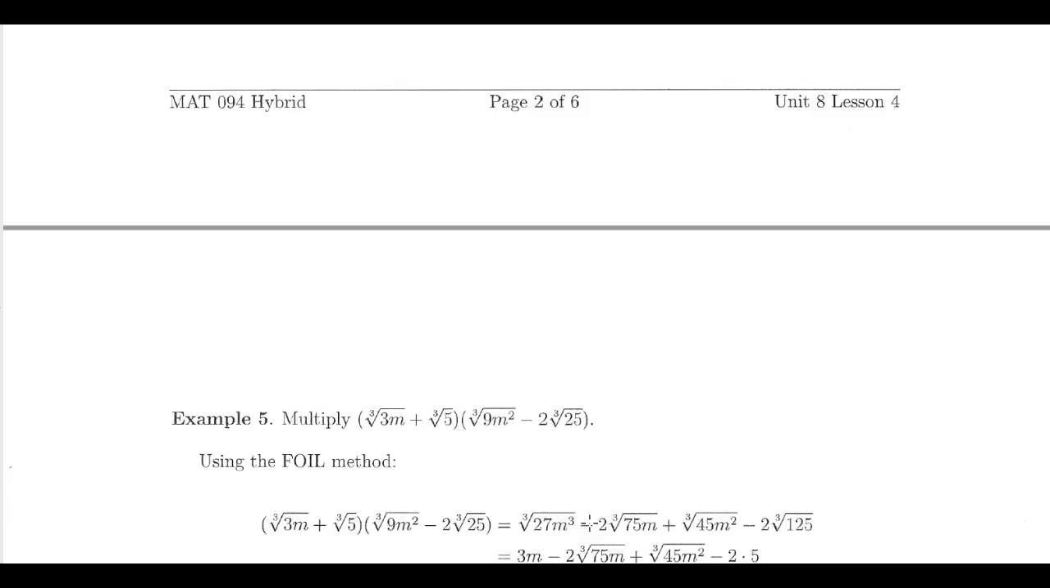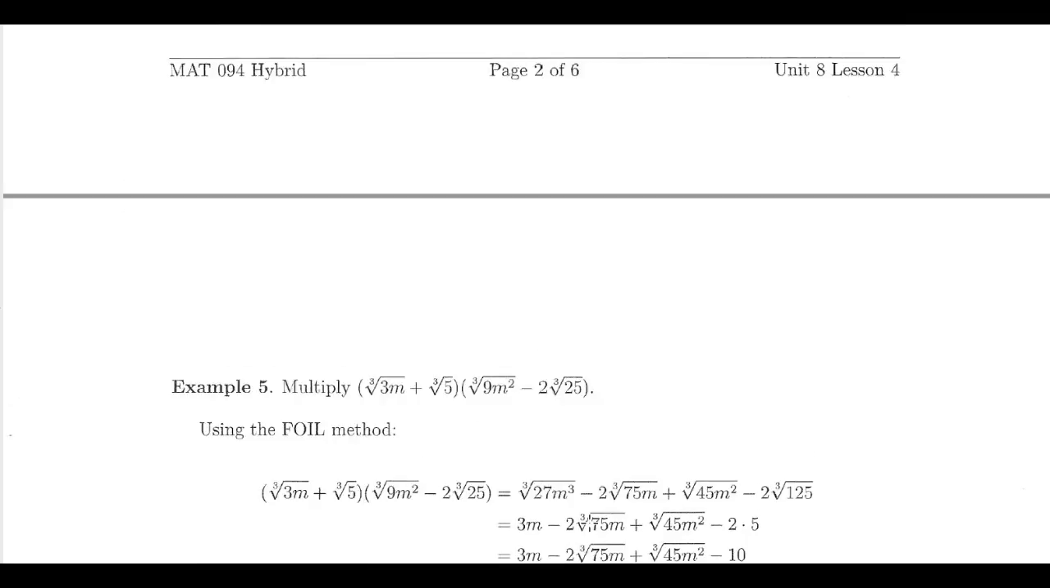So here we can also use the FOIL method for higher roots. So here I'm FOILing out cube root of 3m plus cube root of 5 times cube root of 9m squared minus 2 times the cube root of 25. So with the firsts, I have the cube root of 27m cubed. The outers, I'm going to have minus 2 times the cube root of 75m. The inners, I'm going to have the cube root of 45m squared. And the lasts, I'm going to have minus 2 times the cube root of 125.